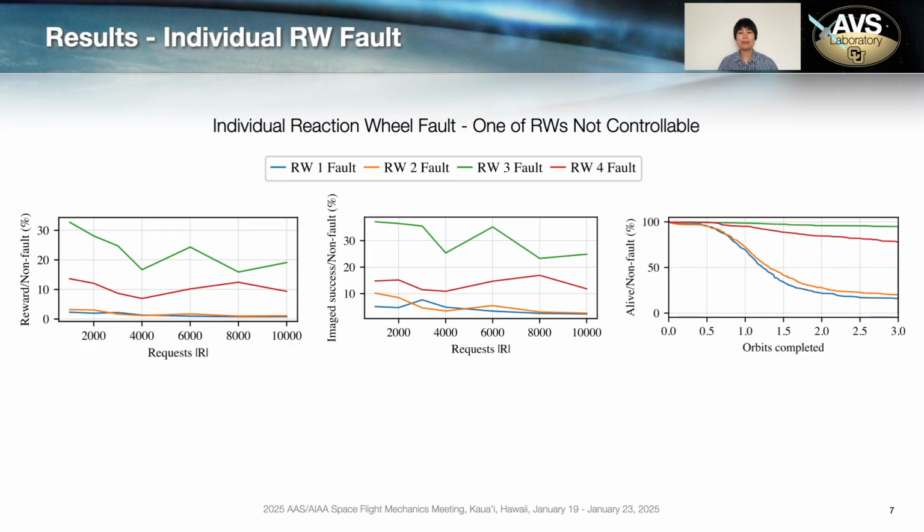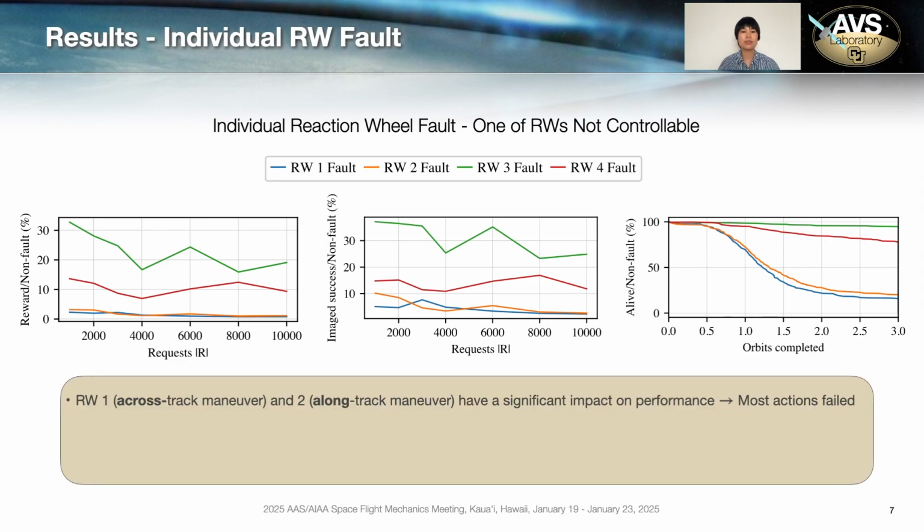And finally, aliveness. So if satellite experienced failure, they couldn't go through the 3 orbits, so that shows how many satellites could survive the whole 3 orbits or when it died.